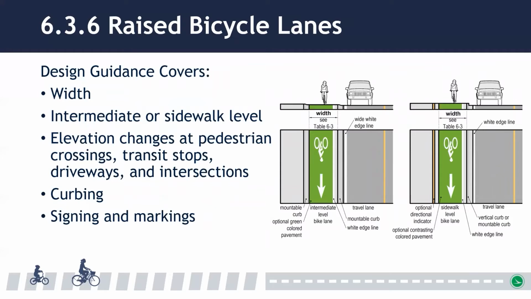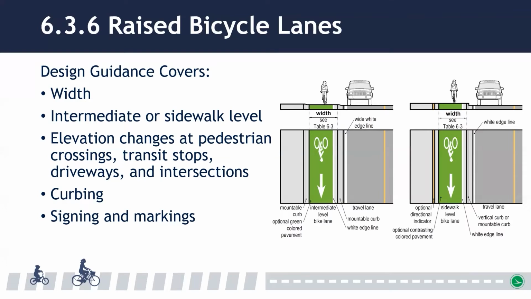A conventional bicycle lane can be raised above the street grade to create a new bikeway type that provides more separation from vehicles when a separated bike lane, which we will review next, with horizontal separation is not feasible. Raised bike lanes can be raised to an intermediate level, which is between the street level and sidewalk level, or it can be located at the sidewalk height.